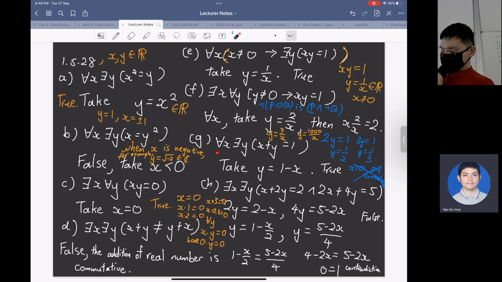Next. For every x, there's this y such that x plus y equals 1. True or false? True. Why? You fix this x and then you change the y, and this is your y. So this is the y that works for x. Next, h. There's this x, there's this y such that this and this are true. So you just need to find an x and y that works.